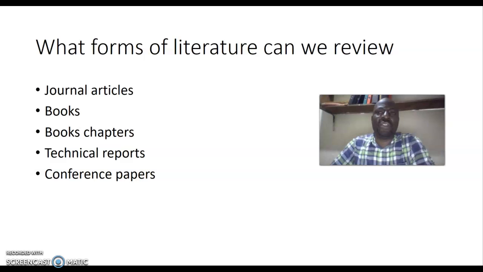So, what forms of literature can we review? The literature that we review can be journal articles, it can be books, it can be book chapters, it can be technical reports, it can be conference papers. So, these are the different forms of literature.